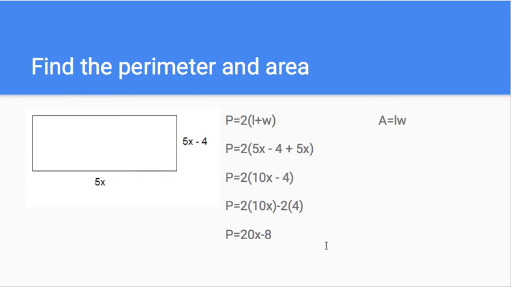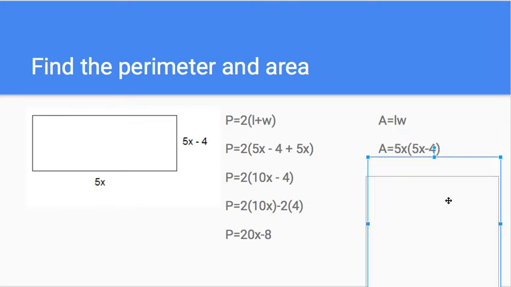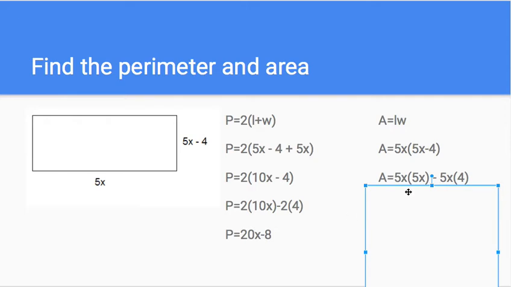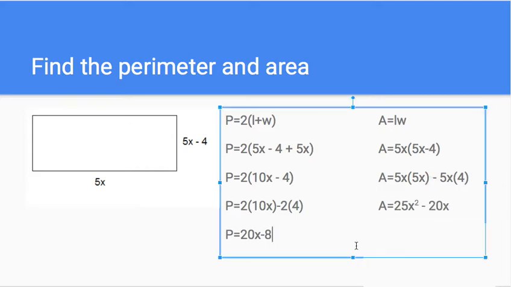Now the area is length times width. So I'm going to take the length, which is 5x, times the width, 5x minus 4. So again, distribute it. So 5x times 5x minus 5x times 4. 5x times 5x is 25x squared.